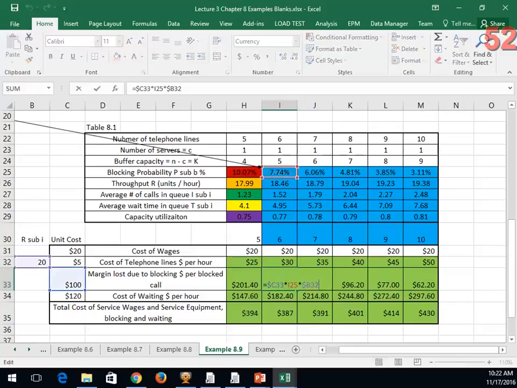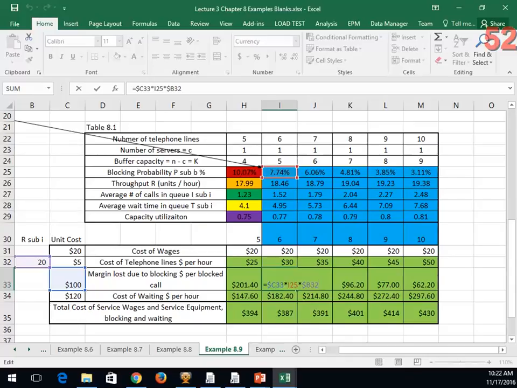And the second one, it's still 20 customers trying to enter the system, but I've added an extra phone line, so only 7.74% of them are going to be blocked. So it's the 20 times the 7.74% times the $100 per blocked call.